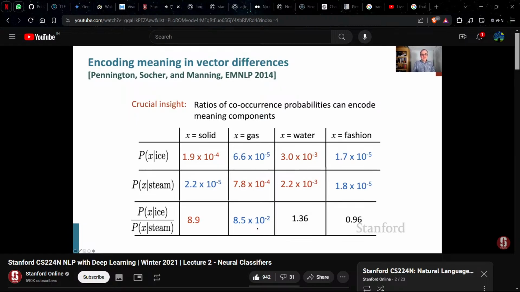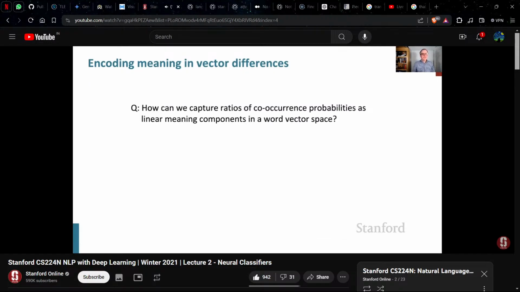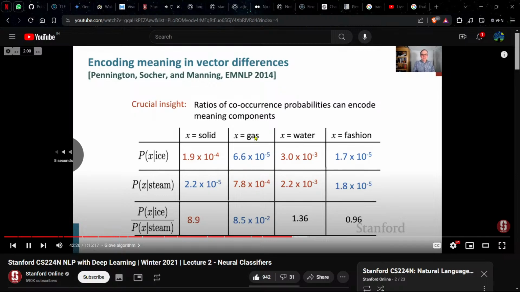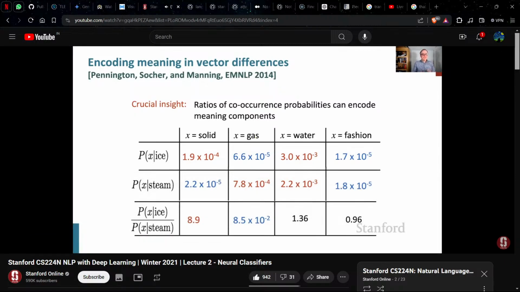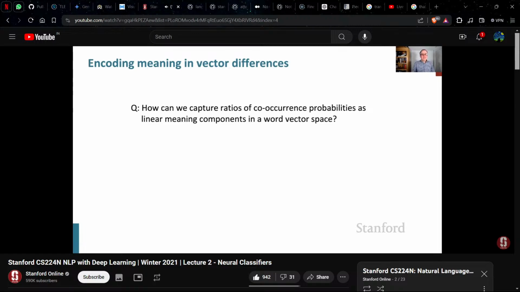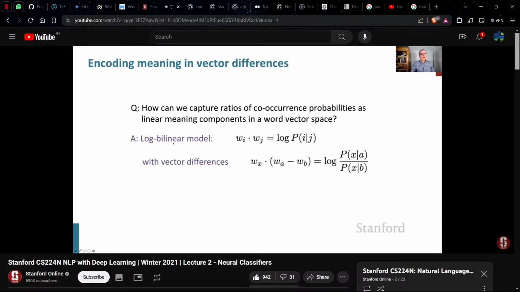So how can we capture these ratios of co-occurrence probabilities as linear meaning components so that in our word vector space, we can just add and subtract linear meaning components? Well, it seems like the way we can achieve that is if we build a log bilinear model so that the dot product between two word vectors attempts to approximate the log of the probability of co-occurrence. So if you do that, you then get this property that the difference between two vectors, its similarity to another word corresponds to the log of the probability ratio shown on the previous slide.